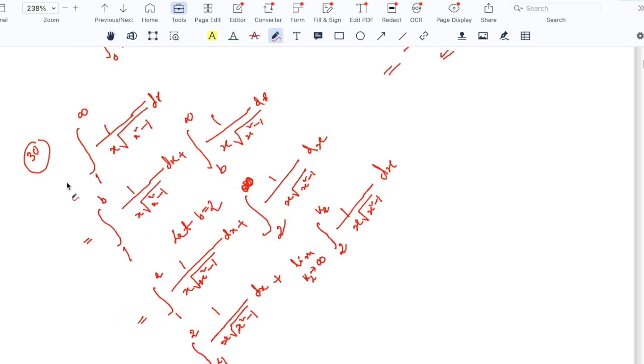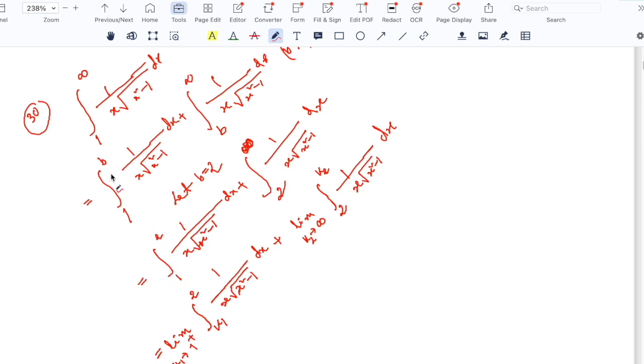Now let us solve problem 30. This integral is improper. Why? Because of the lower limit and upper limit. If you put lower limit 1, then the integrand becomes infinity, and because of infinity the integral is also improper. Therefore this integral is improper of type 3. That's why we need to divide this integral into 2 parts, from 1 to b and b to infinity. You can consider any positive value for b. For convenience, let us consider 2 for b.